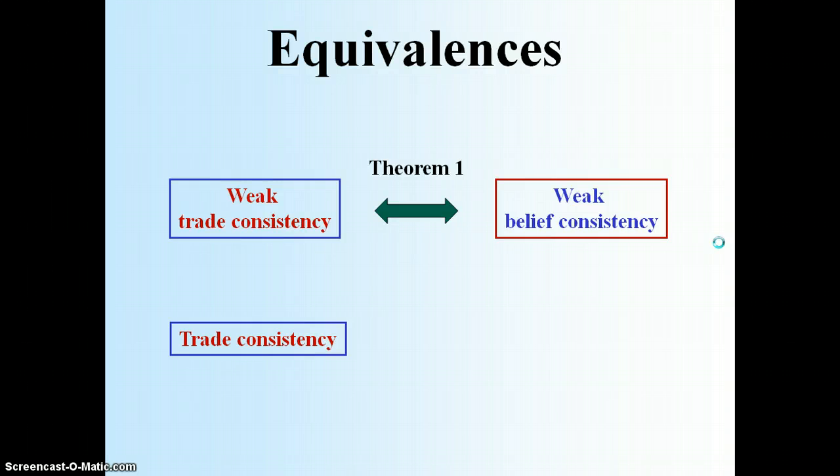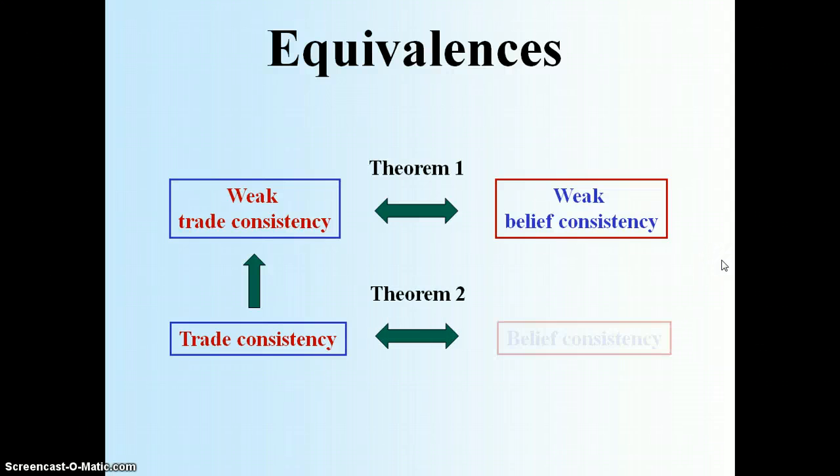For infinite spaces, trade consistency is strictly stronger than weak trade consistency, and our purpose is to find an epistemic equivalent notion to trade consistency. We are looking for belief consistency, which will be expressed in terms of beliefs only and will be equivalent to trade consistency. By the diagram, we can say immediately that belief consistency will be stronger than weak belief consistency.